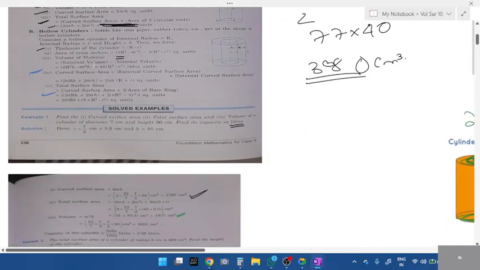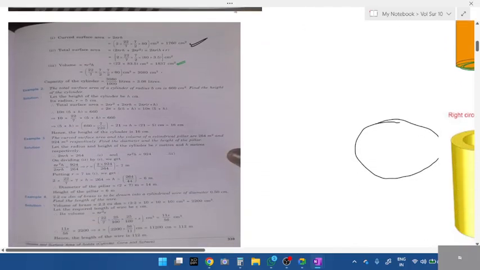You take any formula, the equation will be given. Right? All the formulas will be given in the form of an equation. Check how many variables are there in that equation. Based on that, they'll ask questions. Now next, look at example 2.